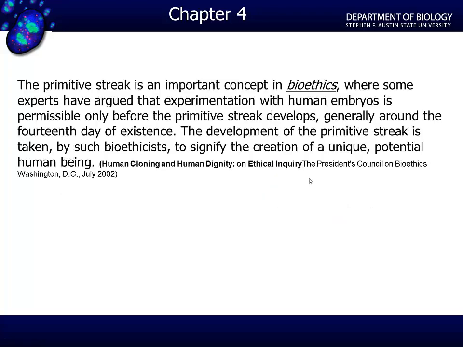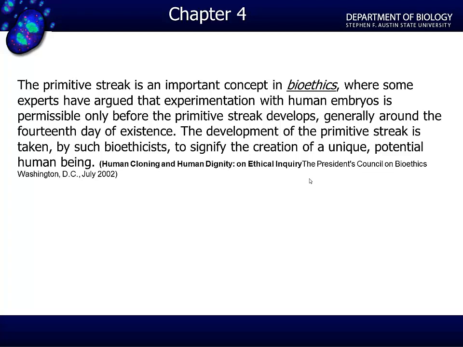So the primitive streak is really a critical concept. I heard in graduate school that gastrulation is the most important event of your lifetime, because if you don't gastrulate, you don't develop. Well, relative to gastrulation, the primitive streak is a critical concept, and in 2002, there was a President's Council on Bioethics, and this was a finding about human cloning and human dignity. And so this finding was that the primitive streak is going to be the signification of the creation of a unique potential human being.